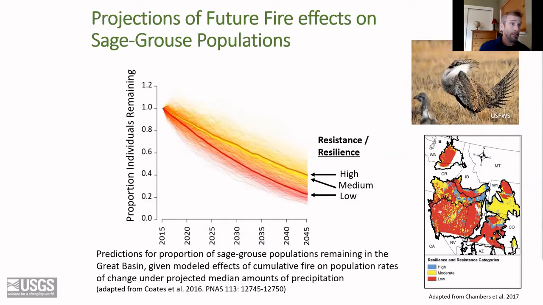The thick lines in this graph represent median effects on sage grouse populations over time within high, moderate, and low resistance and resilience classes. And unfortunately, the low R&R classes make up most of the Great Basin, as you can see from the map at right, and are therefore the most susceptible to fire-induced type conversions to annual grasslands, which are largely inadequate for sagebrush obligate species.